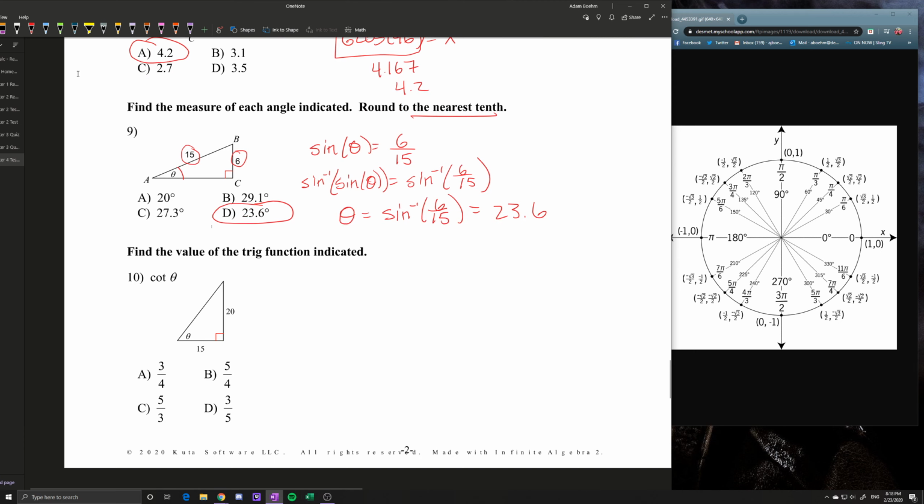Number 10, it's really just an easier version of number 8 and 9, except you need to know what cotangent is. So in this figure, we're given theta, we're given the opposite side, and we're given the adjacent side. So cotangent of our angle is going to be our adjacent over our opposite, which again is something I'm expecting you to know. So then that is 15 divided by 20, which is 3/5.